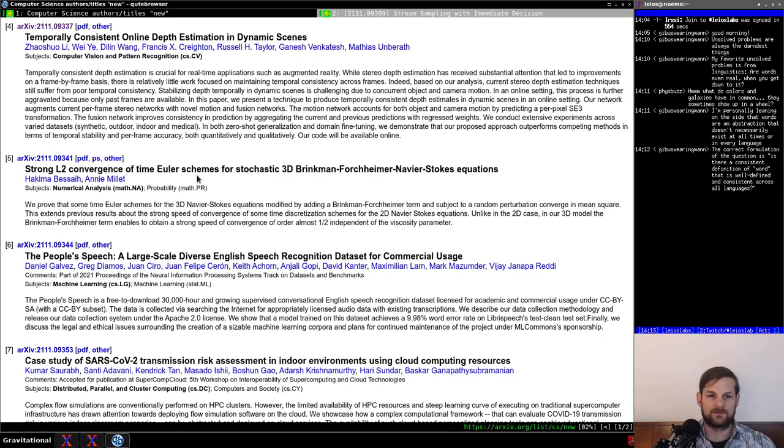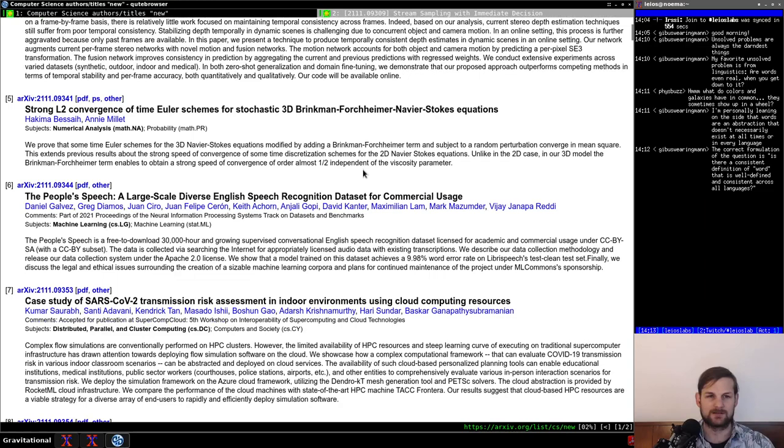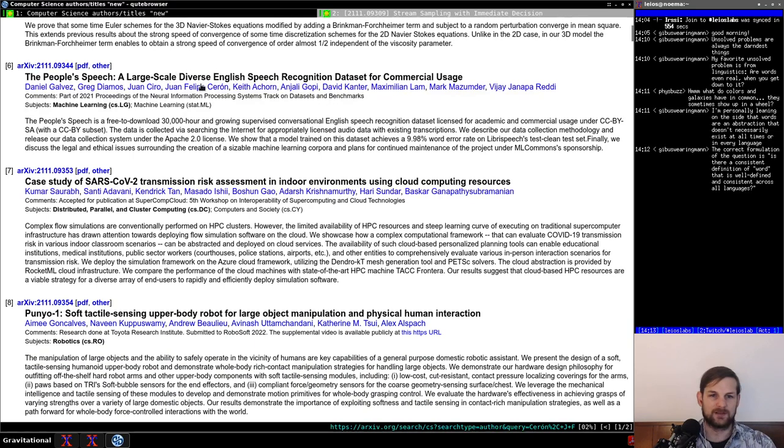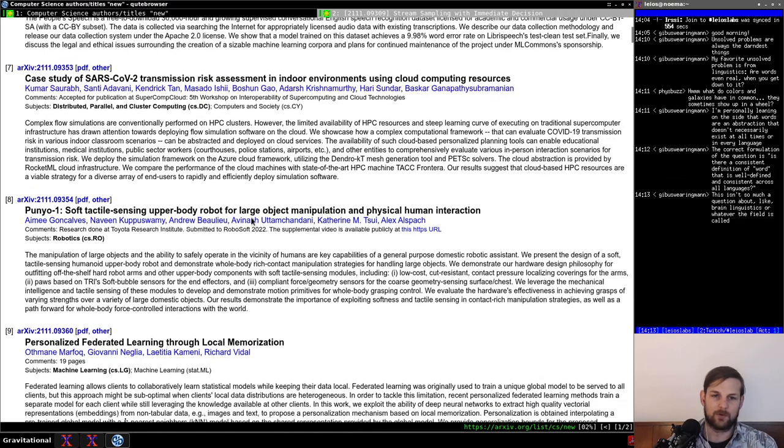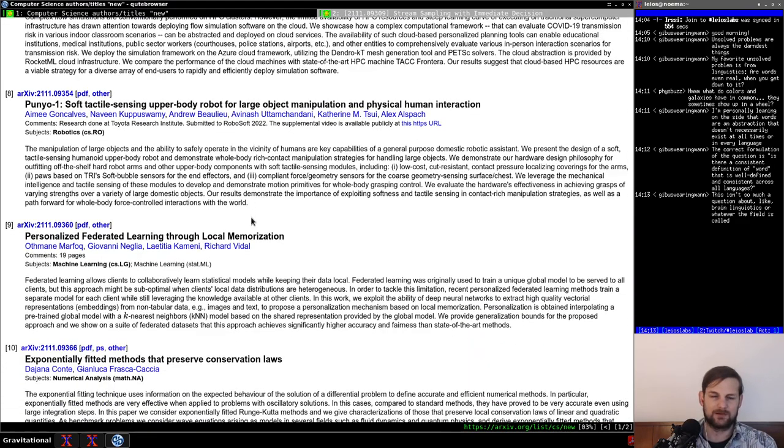Strong L2 convergence of time Euler schemes for stochastic 3D Brinkman-Forchheimer-Navier-Stokes equations. I don't actually, so this might be useful because we're going to do some Euler method stuff soon. The People's Speech, a large-scale diverse English speech recognition database for commercial usage. Okay, that's interesting. Glad to see that exists. Case study of COVID-19 transmission risk assessment in indoor environments using cloud computing resources.